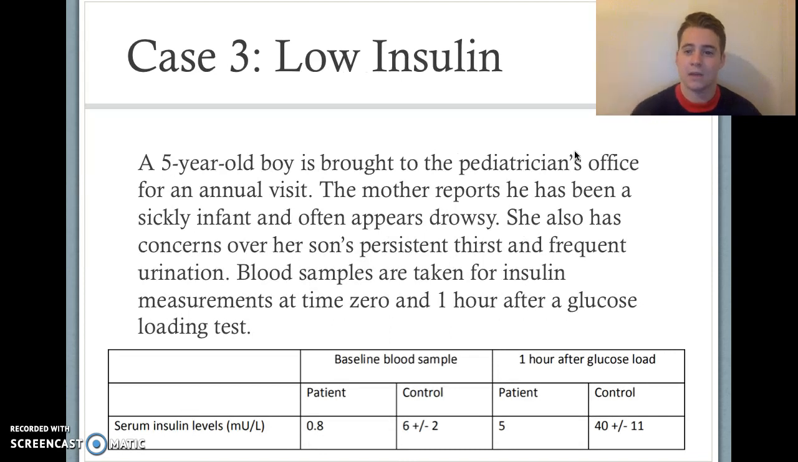Next case we have is the case of low insulin. So we have a 5-year-old boy. He comes into a doctor's office. Mother said that he's always been sick. He appears drowsy all the time. He's always thirsty and has frequent urination.